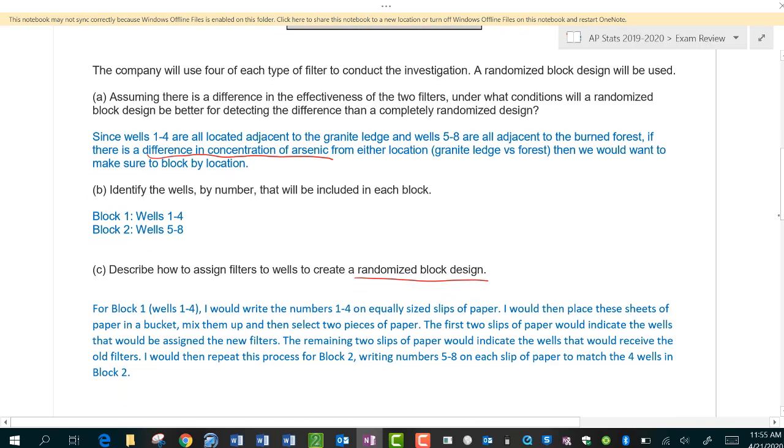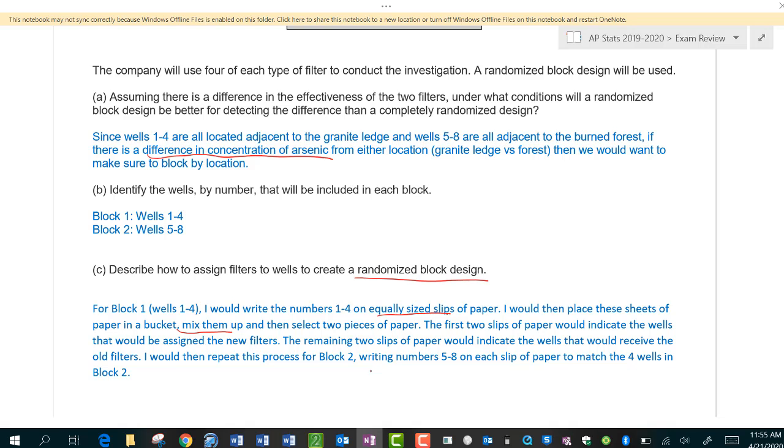So I went with the slips of paper here. I said I would write numbers 1 through 4 on equally sized slips of paper. I would then place these sheets of paper in a bucket, mix them up, and then select 2 pieces of paper. The first 2 slips of paper would indicate the wells that would be assigned the new filters. The remaining 2 slips would indicate the wells that would receive the old filters. I would then repeat this process for block 2, writing numbers 5 through 8 on each slip of paper to match the 4 wells in block 2.